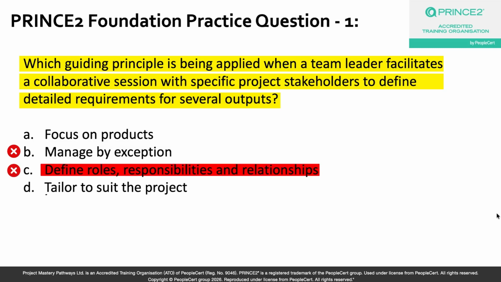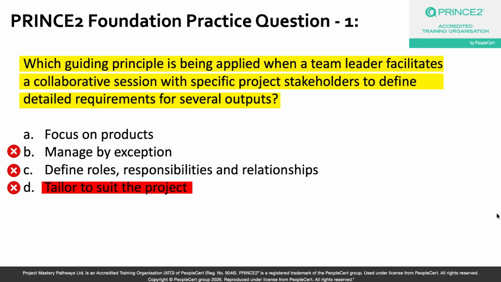Let's look at option D, tailor to suit the project. Now tailoring is about adapting PRINCE2 methods, controls and terminology to match the project size, complexity and the environment. Running a requirements workshop is not tailoring the method, right? It is just a standard good practice. So that is why option D is also incorrect.